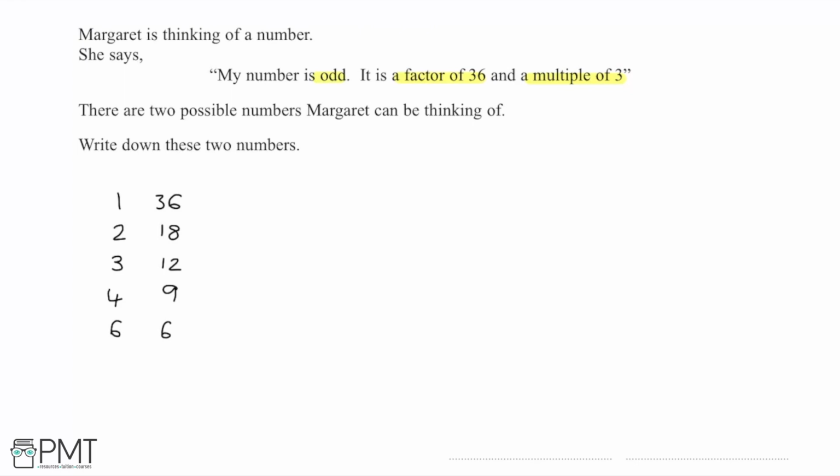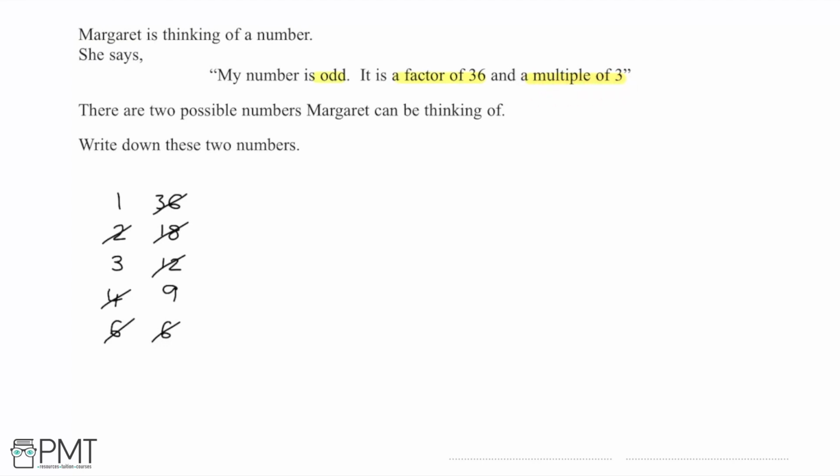So now that I have my list of factors of 36, I can simply go through them and cross out any even numbers, because we're told that the number is odd. So if I remove all of the even numbers from this list, I'm then left with only 1, 3 and 9. And the other criteria here is that the number is a multiple of 3.